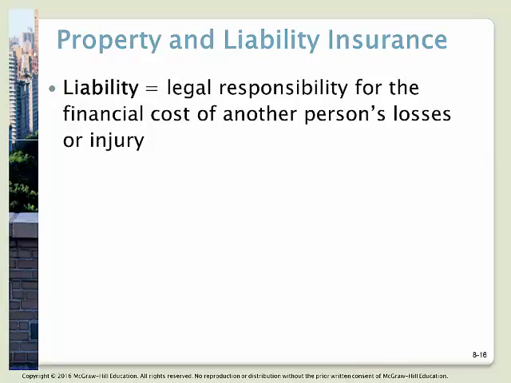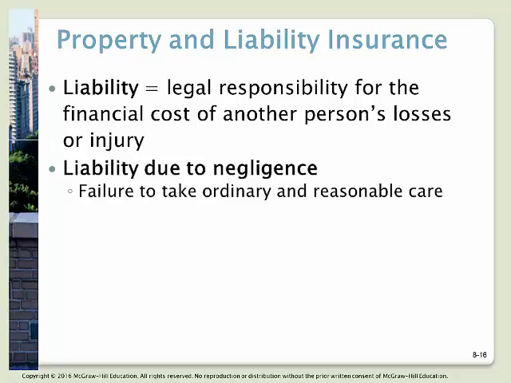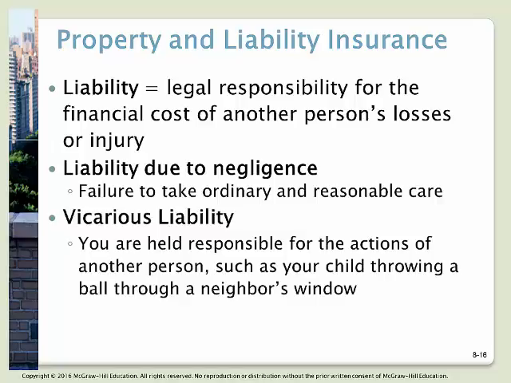Property and liability insurance protects you against your legal responsibility for the financial cost of another person's injury or loss. Liability due to negligence results from a failure to take reasonable care. Vicarious liability results from your responsibility for the actions of another person, for example, your child.